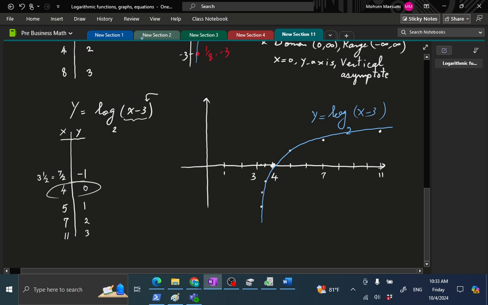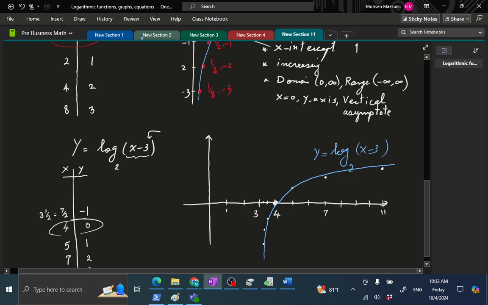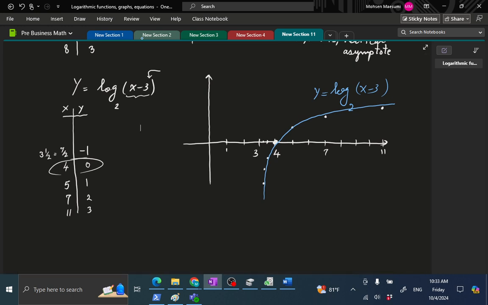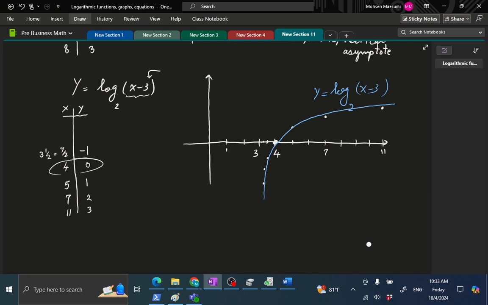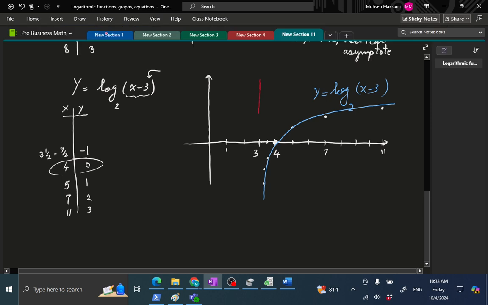We notice everything shifted to the right by 3 units. That is, all these points 2, 4, 8 got shifted to the right by 3 units. And an interesting fact is that the same thing happens to our vertical asymptote, that wall that was holding the logarithm to the right side of it.